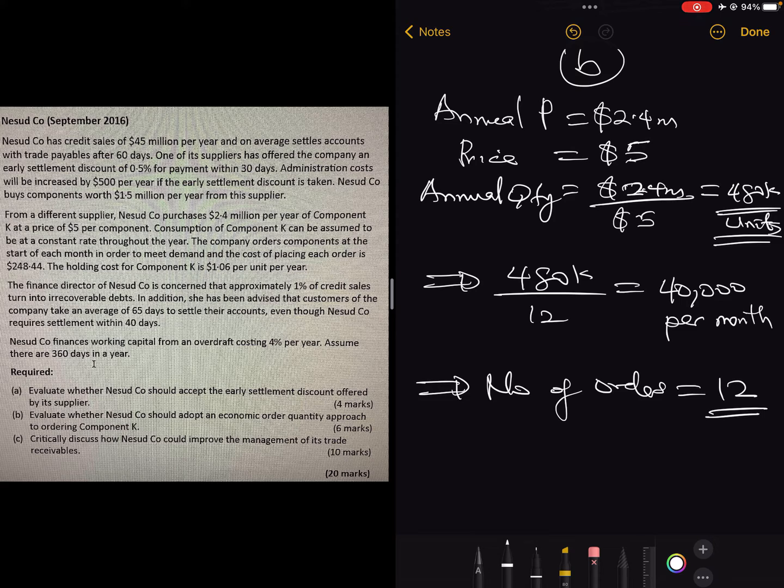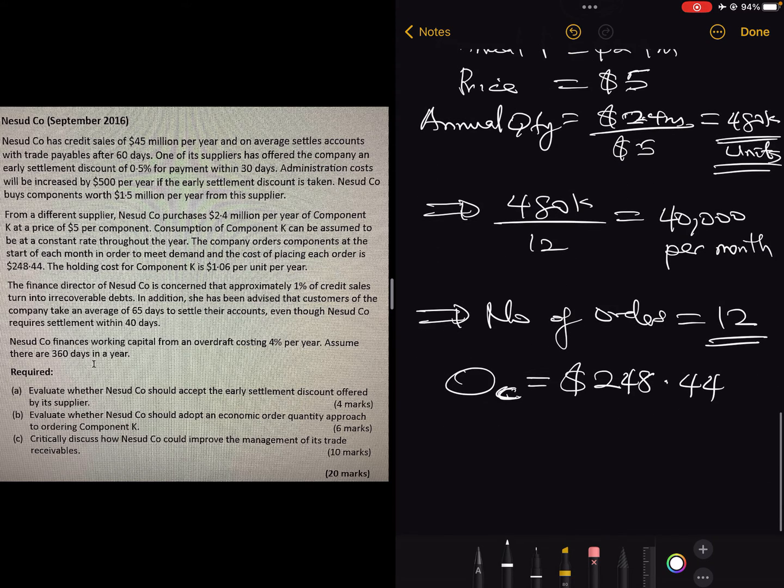The company orders component at the start of each month in order to meet demand, and the cost of placing each order is 248.44. So ordering cost every time you place an order is 248.44. The holding cost for component K is 1.06 per unit per year. Take note. Okay, so that's information they've given to us for component K. The question is, evaluate whether Nesud Co. should adopt an EOQ approach to ordering component K.